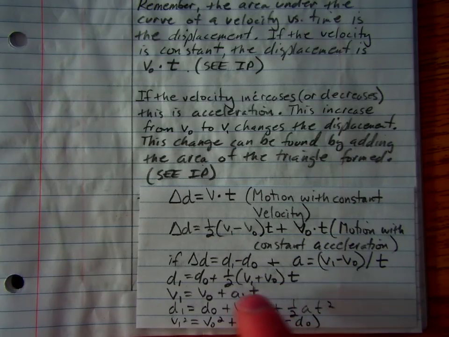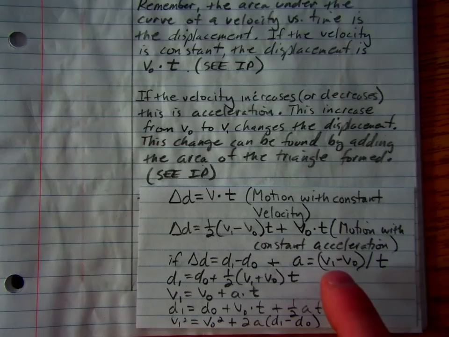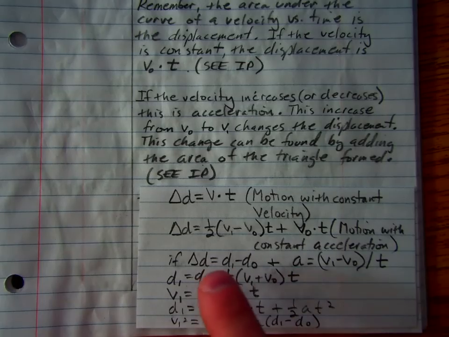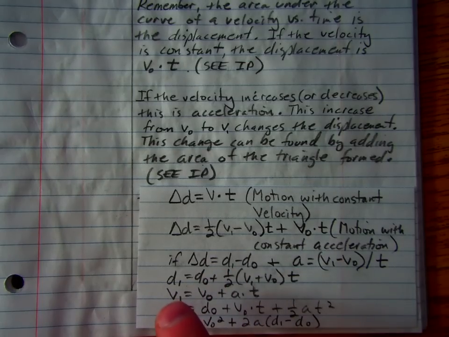If we take the definition of acceleration and we rearrange it and solve for final velocity v1, you get another equation that's useful. v1 equals v0 plus a times t. This is a linear equation, and it is the equation of a velocity versus time graph where the acceleration is the slope. So it's just the slope formula rearranged.